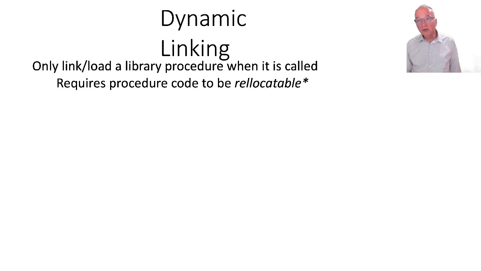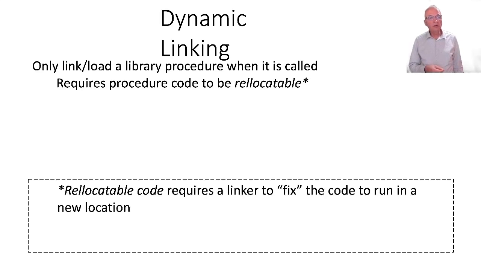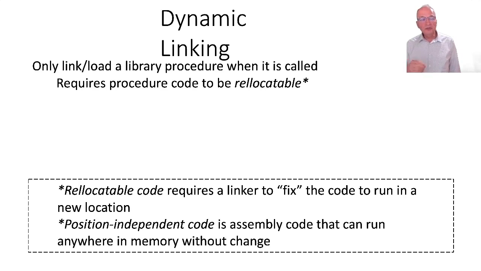If I'm going to be doing that, I need the procedure code to be relocatable, which means that the code requires the linker to fix the code to run in a new location. So it means that I write code that does not have absolute addresses. I never say jump to the address 0x8000 because I may move that program somewhere else. Imagine that all your addresses in your code will be relative to a given start position. So position independent code is assembly code that can run anywhere in memory without changing the assembly at all.